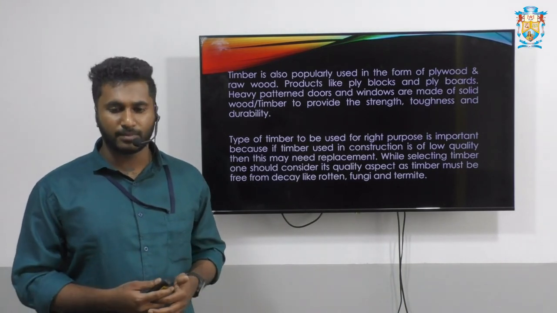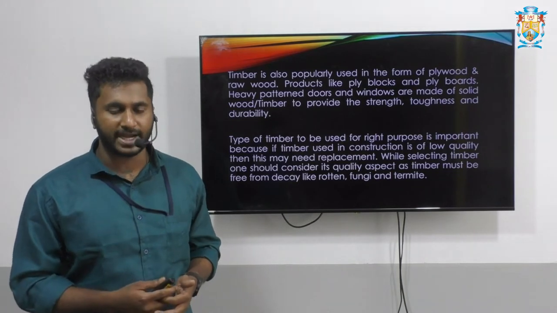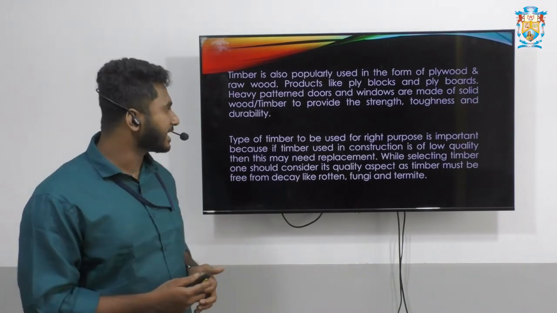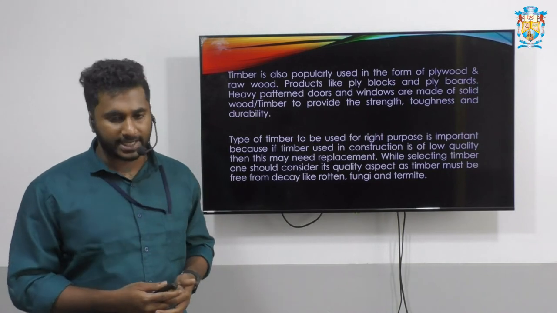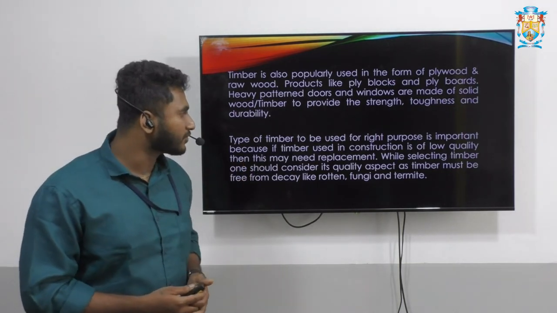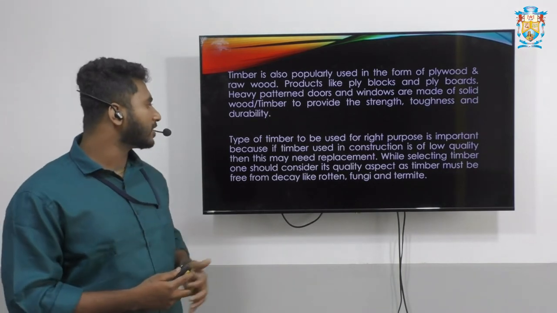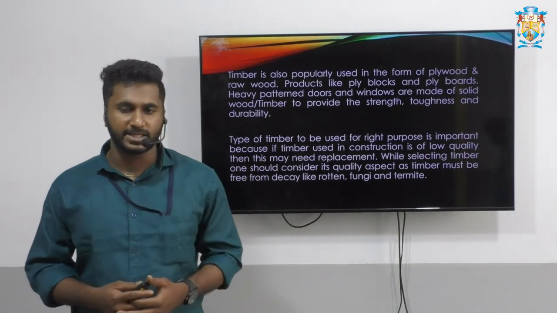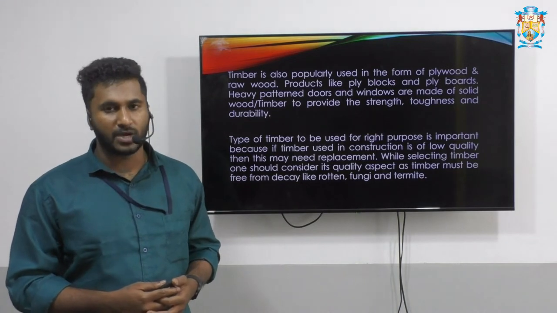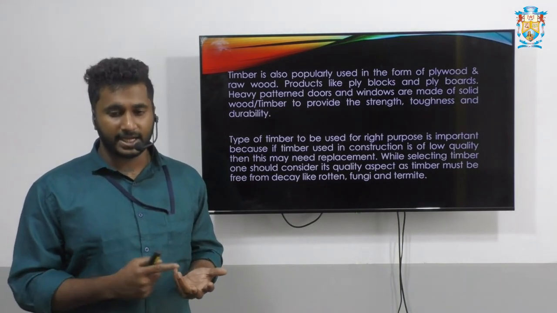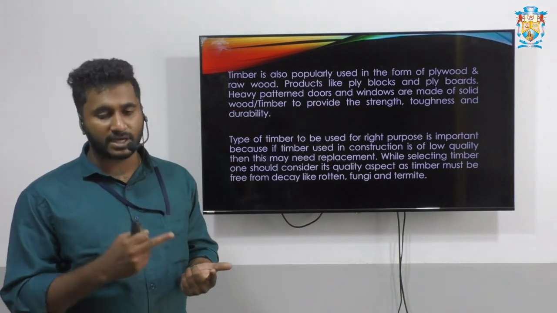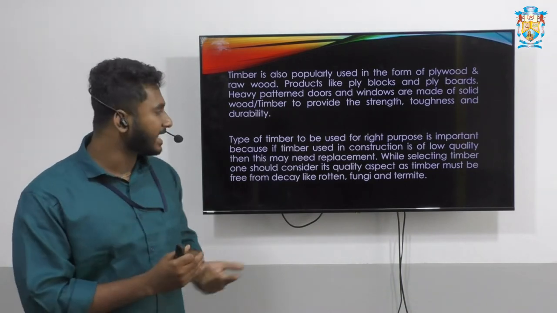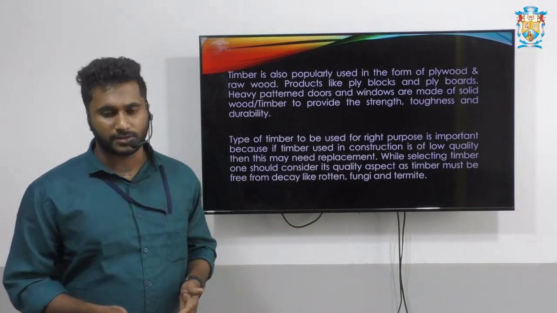Products like ply blocks and ply boards are used, and the heavy pattern doors and windows are made of solid wood or timber, to provide strength, toughness and durability. The type of timber used for the right purpose is important, because if the timber used in the construction is of low quality, it may need replacement. While selecting timber, one should consider its quality, strength, durability and toughness, and it must be free from decay like rot, fungi and termites.